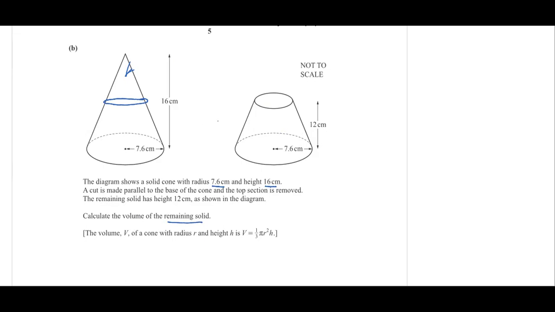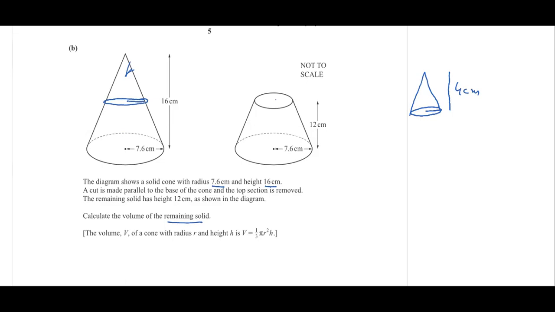Very interesting question. When you cut, the remaining height is 12 centimeters. So it means when you cut it, this small cone got separated also. Its height, in this case, is 4 centimeters. And what is its radius? That we need to find. Because we don't know what the radius of this one will be.